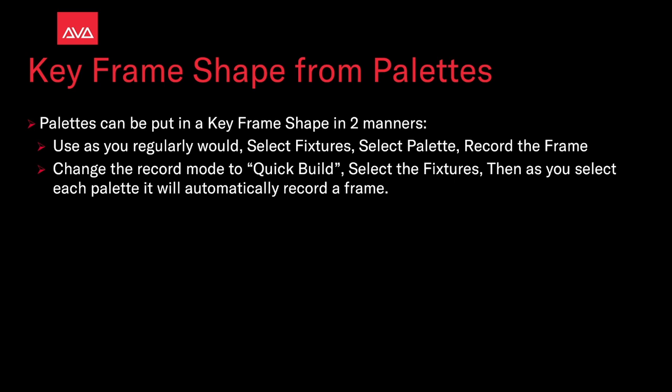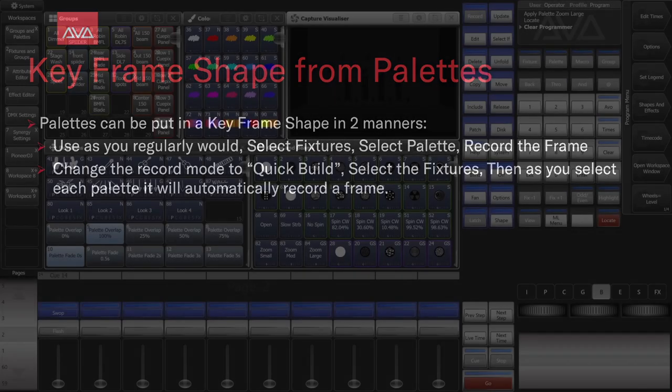Use your programmer: select your fixtures, select your palette, then record the frame. Or change the record mode to Quick Build, select the fixtures, then as you select these palettes, it'll automatically record a frame. So let's take a look at that.